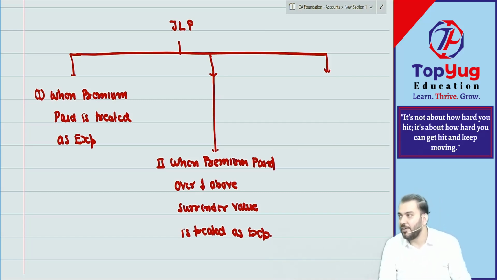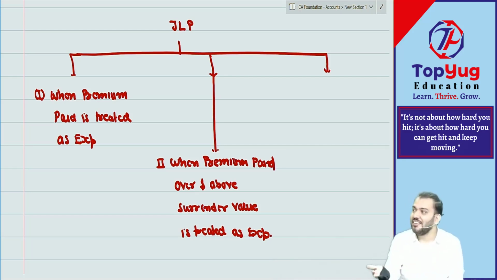the surrender value. Now suppose you have paid 10,000 premium in the first year, 10,000 in the second year, and 10,000 in the third year. So you paid 30,000. Now you want to surrender. They will not return the entire 30,000. They will return only, suppose, 25,000. So whatever is receivable is 25,000, and the rest is your expense. So premium paid over and above surrender value is an expense.